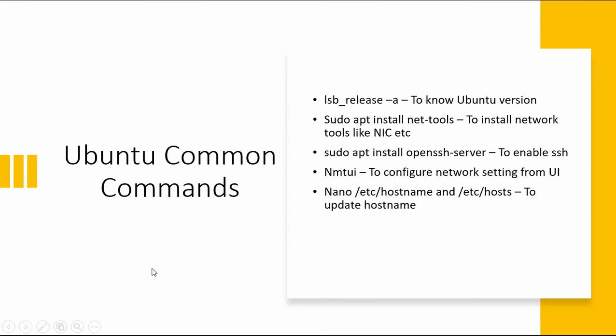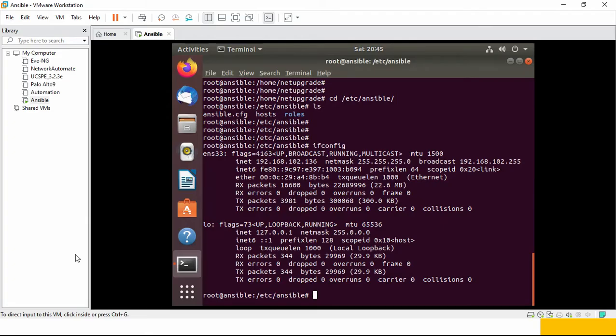So this command helps us install the network tool, which is apt install net-tools. Once we run this command, we are able to see the Ethernet interface, which is configured by default, now ENS33, and it's getting the IP address from the DHCP server as well.